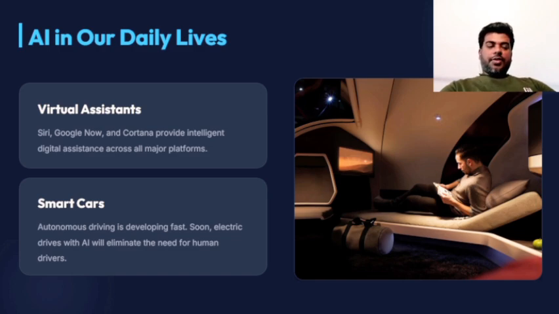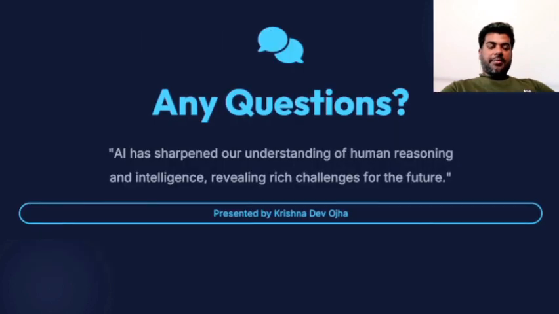Now we'll come to the question and answer or conclusion part, that is slide 12. The visual represents any questions. And in conclusion, I would say that AI has not only changed how we use machines, but it has sharpened our understanding of what human intelligence really is. It presents us with incredible challenges and even greater opportunities.